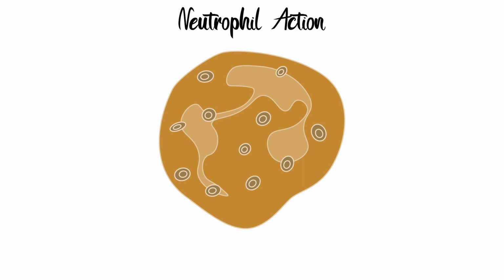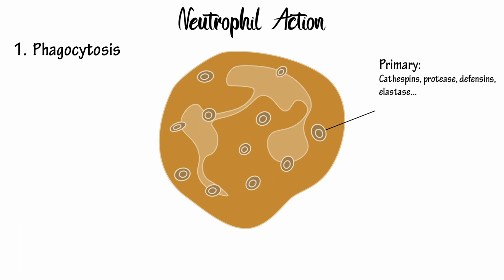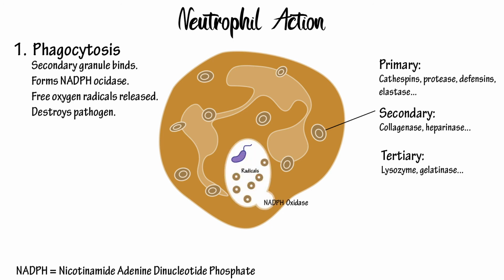So finally, we'll have a look at neutrophil action. Neutrophils phagocytose pathogens, except they also use their granules, for which they have three types: primary, secondary, and tertiary. Each have their own set of antimicrobial peptides to digest pathogens. This is the important thing. Binding of the secondary granule forms NADPH oxidase. This causes the formation of free oxygen radicals that lower the pH of the phagosome. This activates the enzymes and peptides in the granules in order to destroy the pathogen.